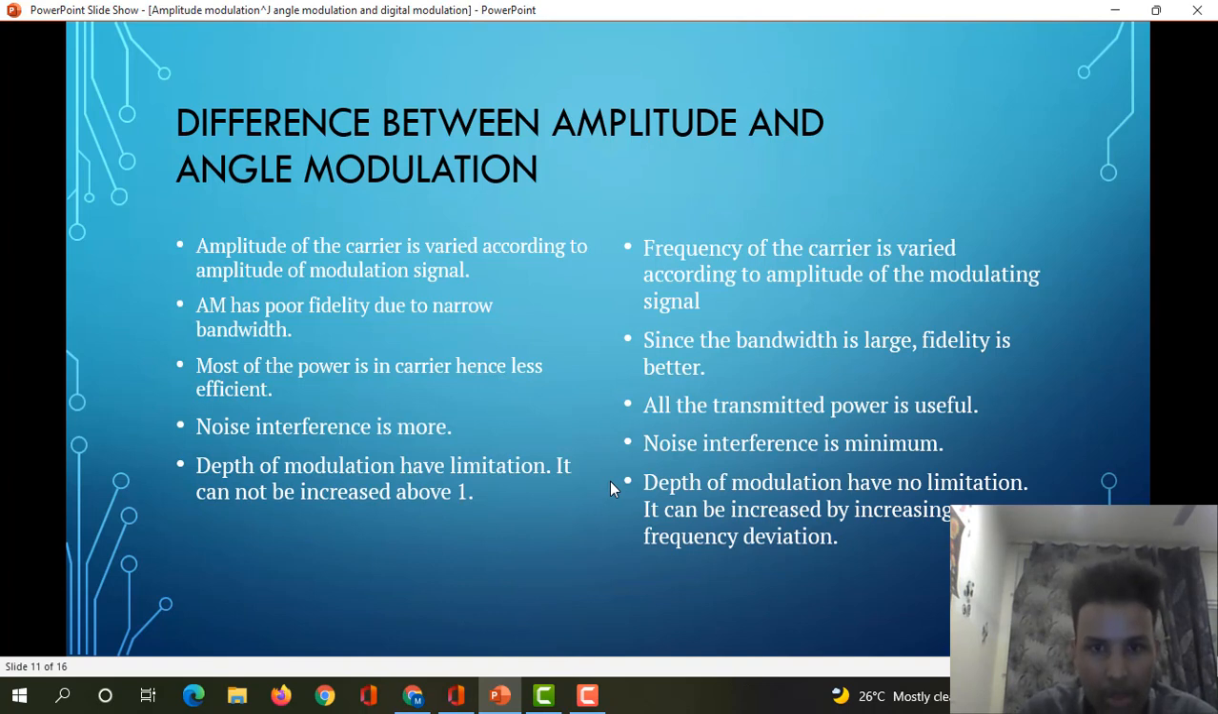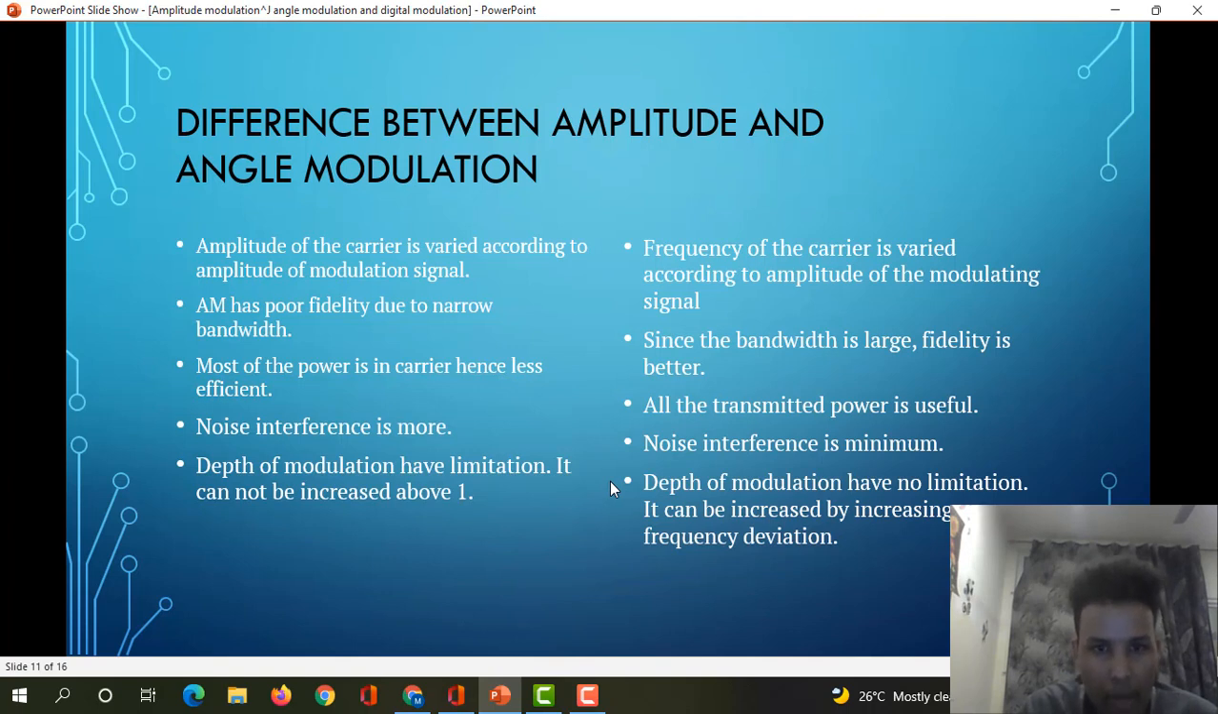Amplitude modulation has a poor fidelity due to narrow bandwidth, while angle modulation, since the bandwidth is large, has better fidelity. Most of the power in amplitude modulation is in the carrier, hence it is less efficient. In angle modulation, all the transmitted power is useful. In amplitude modulation, noise interference is more, while in angle modulation, the noise is minimum.